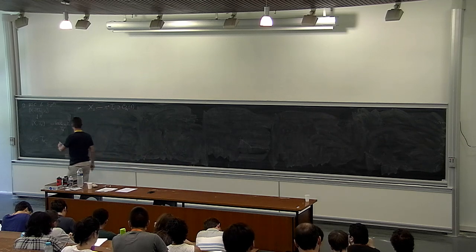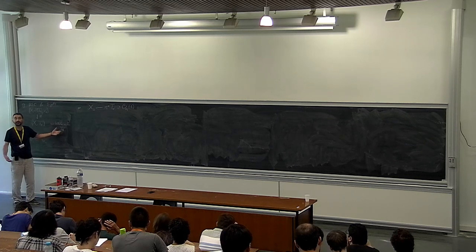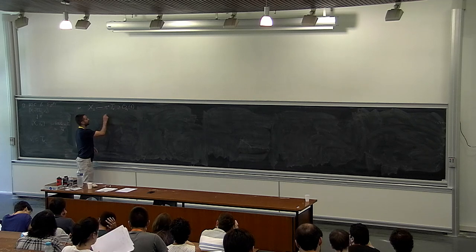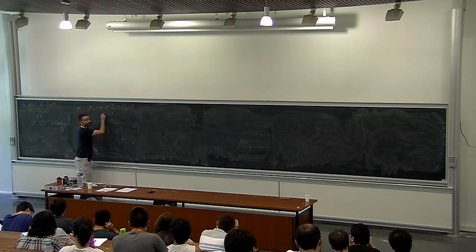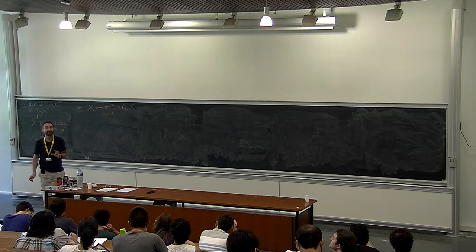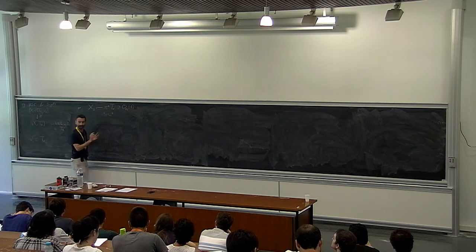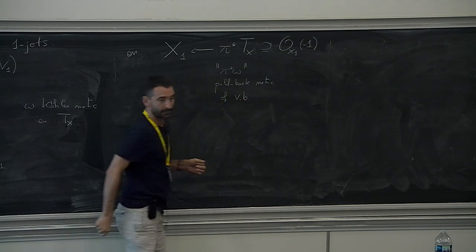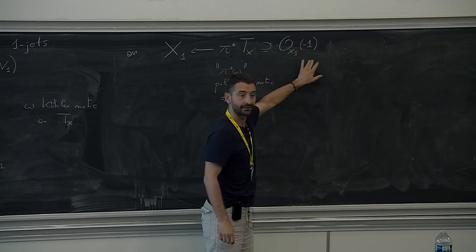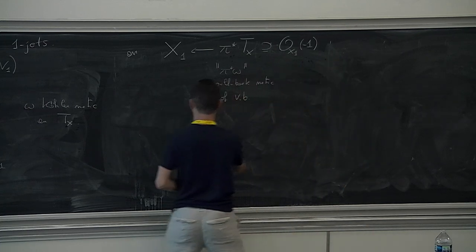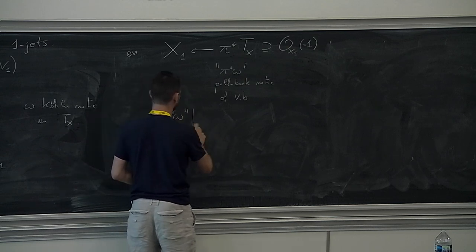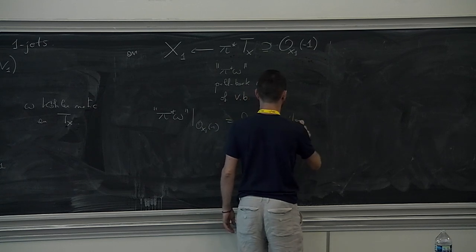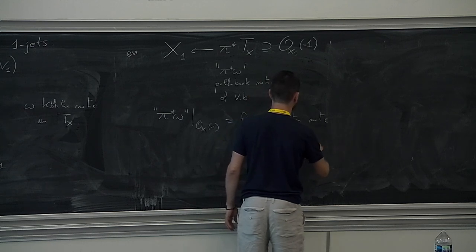But now you have a Kähler metric on TX, so you can see it as a metric on a vector bundle. This is a pullback vector bundle, so you have a pullback metric here, and let me call it pi star of omega. It's not a pi star in the sense of differential forms, but in the sense of pullback metric of a vector bundle. By restriction you get a metric here, and you restrict to O_{X1}(-1) and call it, let's say, H. That's a Hermitian metric on O_{X1}(-1).